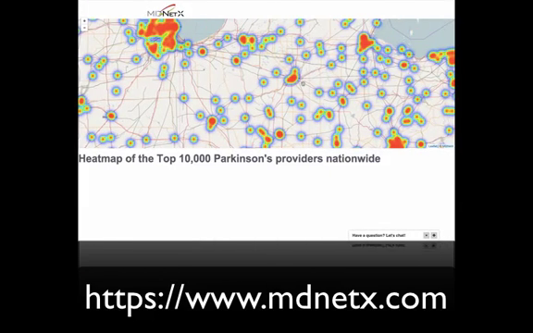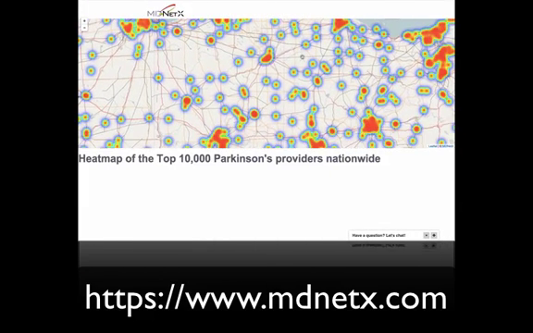So, we have here a heat map showing us the distribution and location of physicians who are treating Parkinson's disease. You may be thinking and asking, how do you know who's treating Parkinson's disease? Diagnosis codes like ICD-10 codes, ICD-9 codes are somewhat difficult to come by, and for good reason. People have patient privacy concerns.